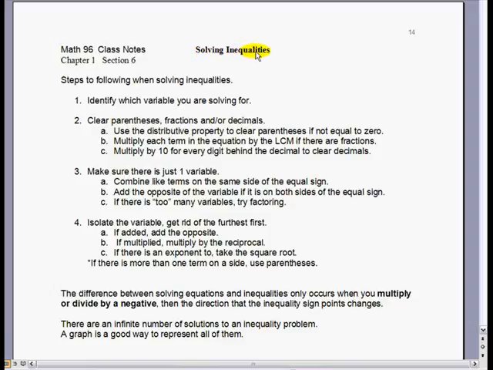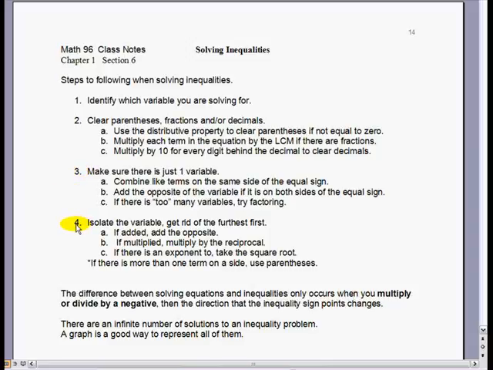Solving inequalities. Our first step would be to identify which variable you are solving for. Then we'll still clear parentheses, fractions, and decimals. Make sure there's just one variable. You can combine like terms or add the opposite to both sides of the inequality.